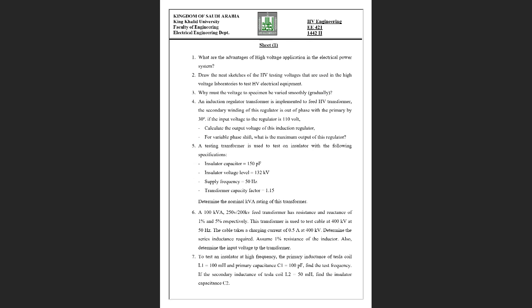Now going to the next one: a 100 kVA 250 volt by 200 kV feeder transformer has a resistance and reactance of 1% and 5% respectively. This transformer is used to test a cable at 400 kV at 50 Hz. The cable takes a charging current of 0.5 ampere at 400 kV. Determine the series inductance required. Assume 1% resistance of the inductor also. Also determine the input voltage of the transformer.